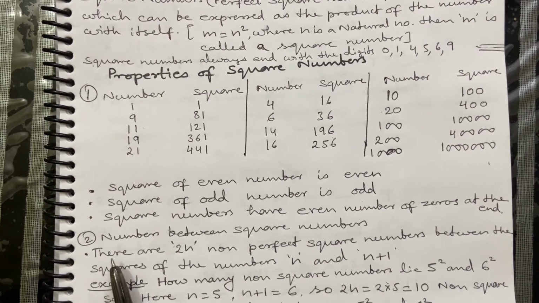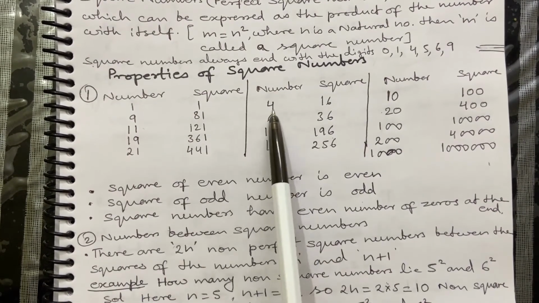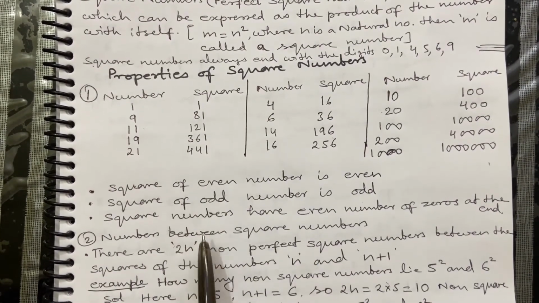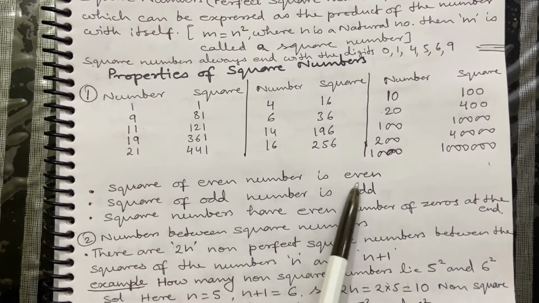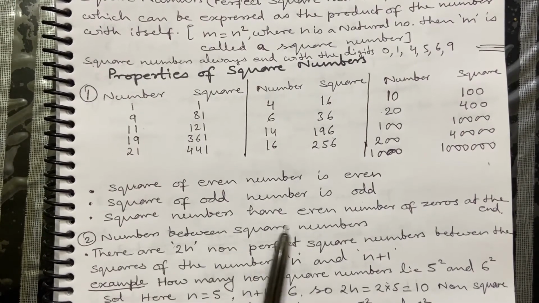Now next property, second property. In first property, we have noted down 3-4 things, mainly 3 things. Square of even number is even, square of odd number is odd, and the last thing was square numbers have even number of zeros at the end. Let's see what is given in second property.